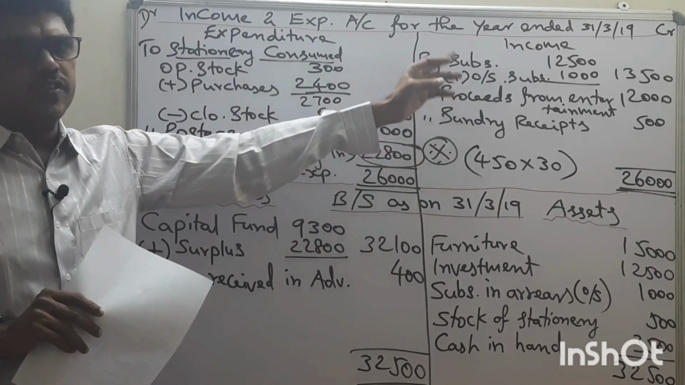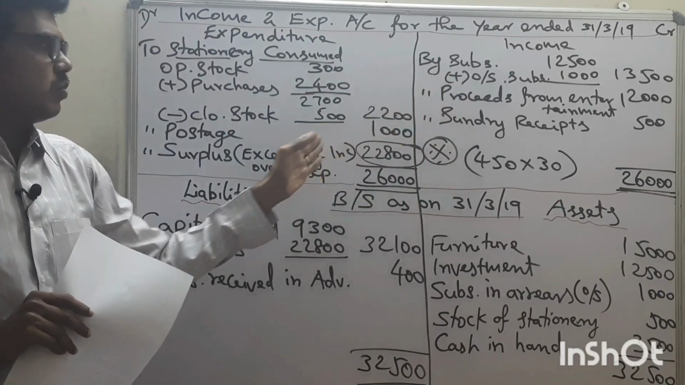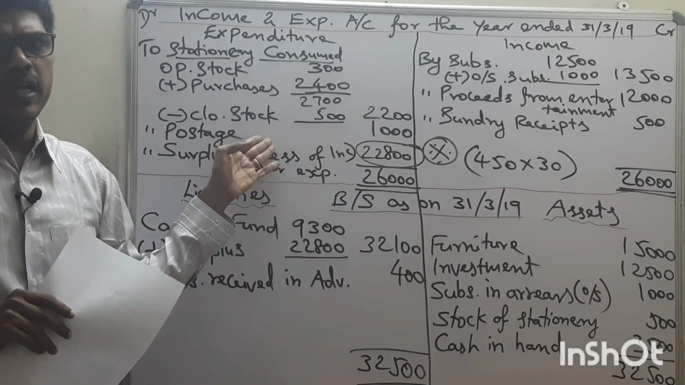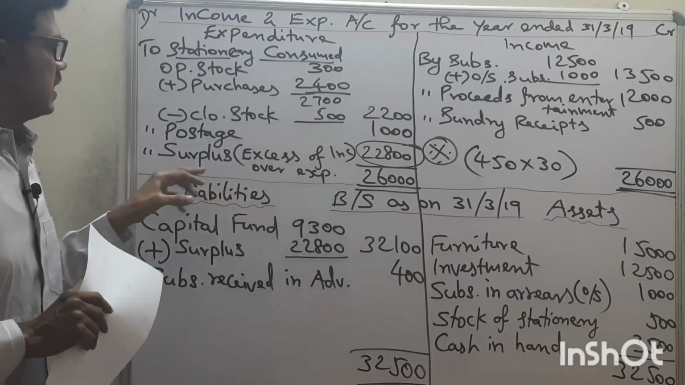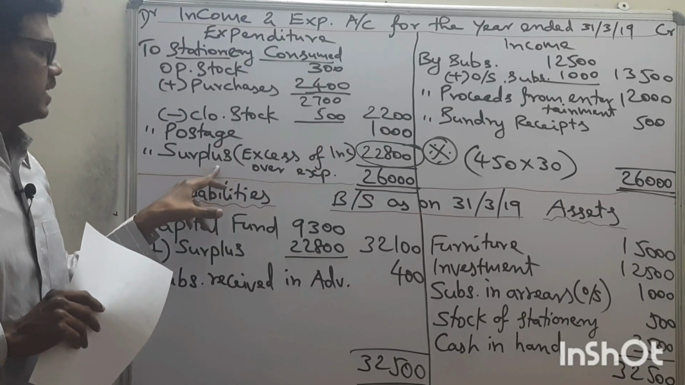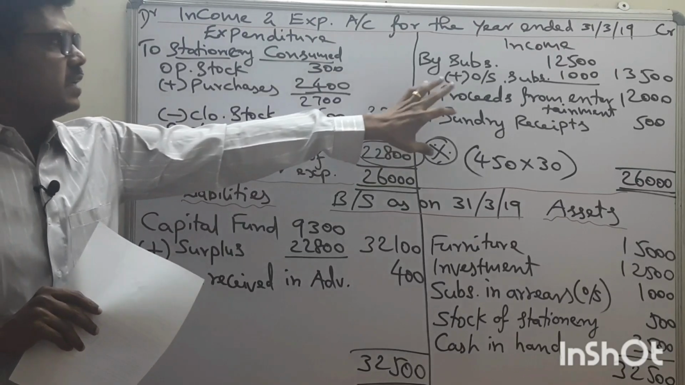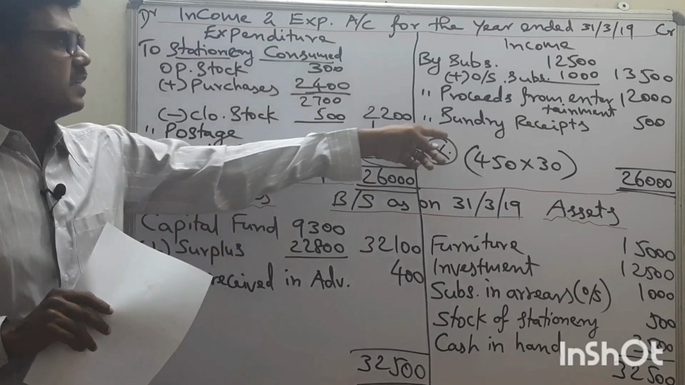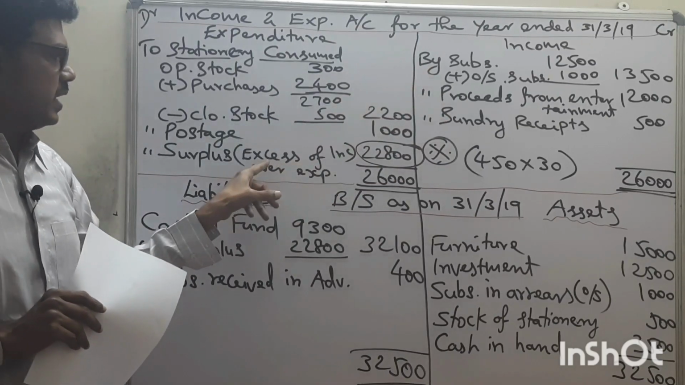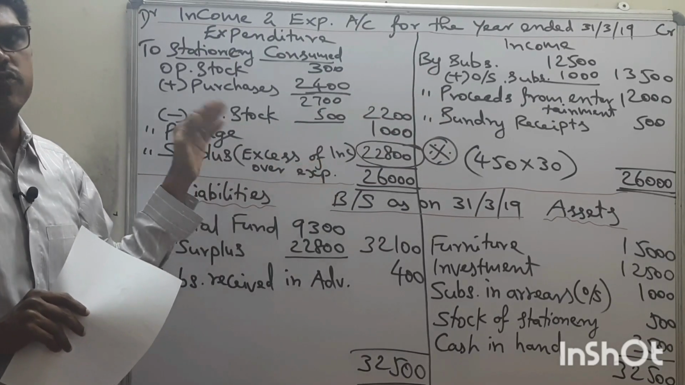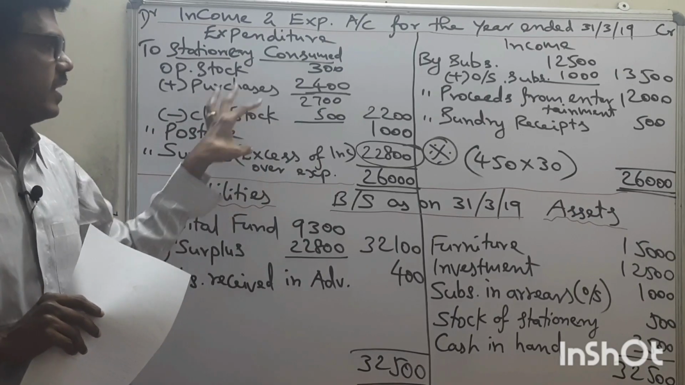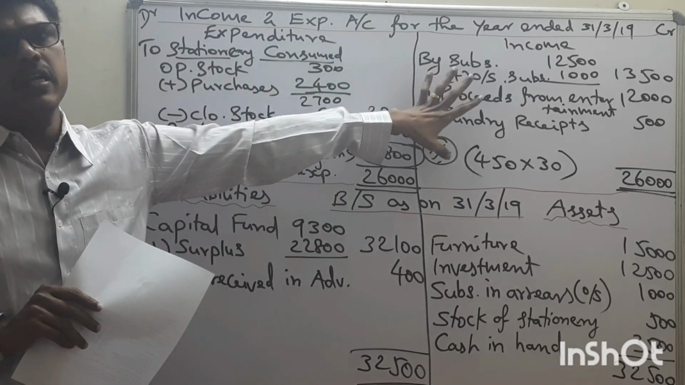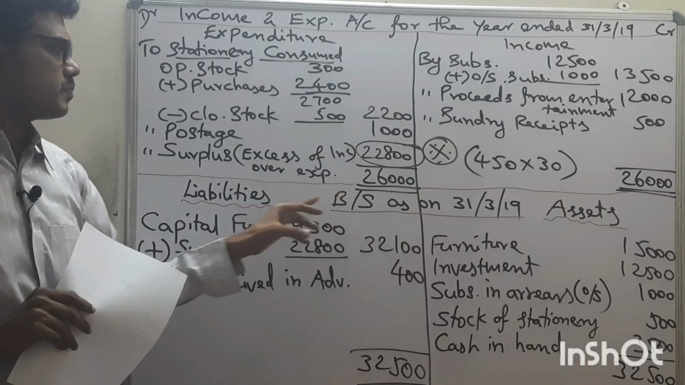22,800. Income is more, right? Income is more, so you are getting the balance here. The balance should be called a surplus. Income is more. That is why we write excess of income over expenditure. Over expenditure, meaning more than the expenses. We have got income, and income is more.